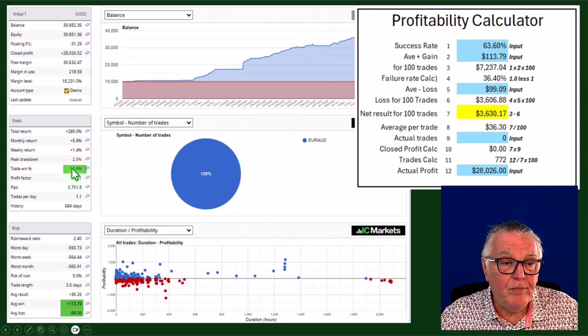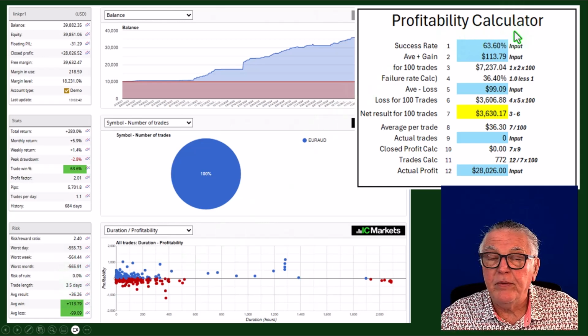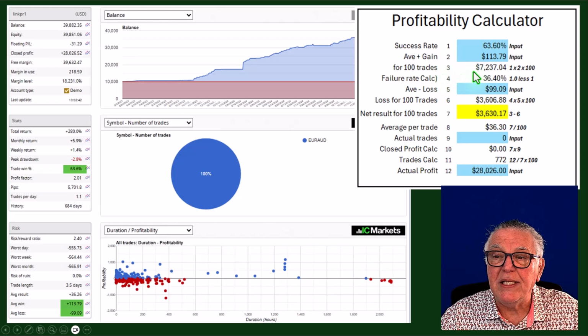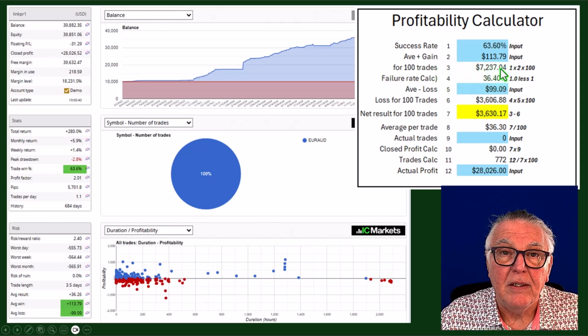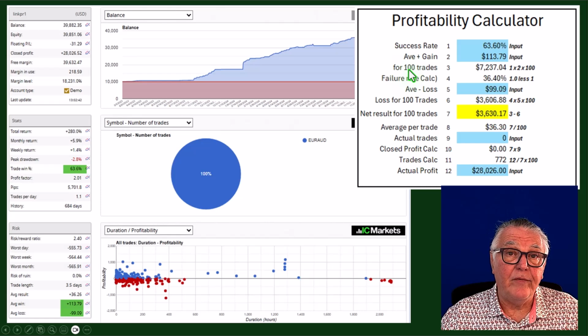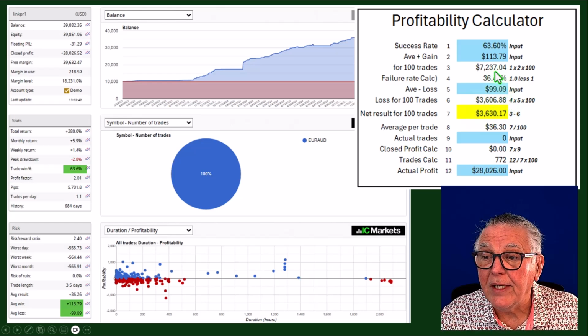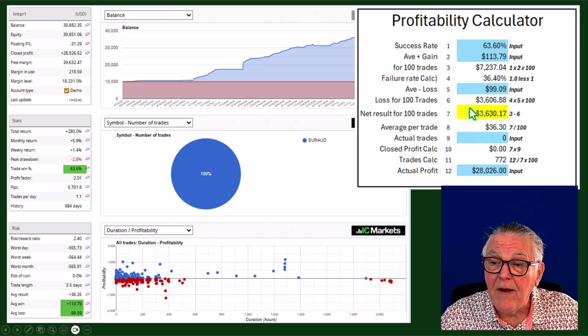So let's plug those items into the profitability calculator, and you see 63% is the success rate, and the average gain is $113, which gives you a nice $7,000 gain on 100 trades. Then your failure rate is 36%, and average loss is $99 per trade, and that gives you in total a loss of $3,600, and you subtract those two and you have a nice fat profit.